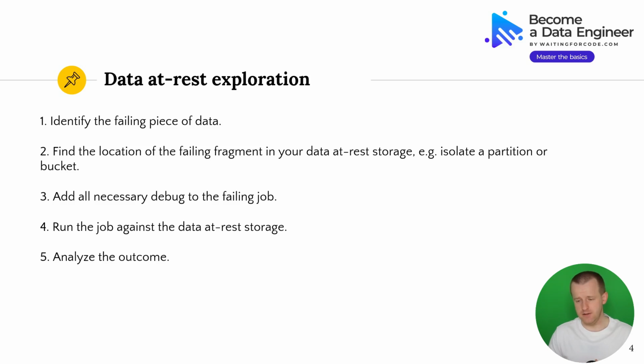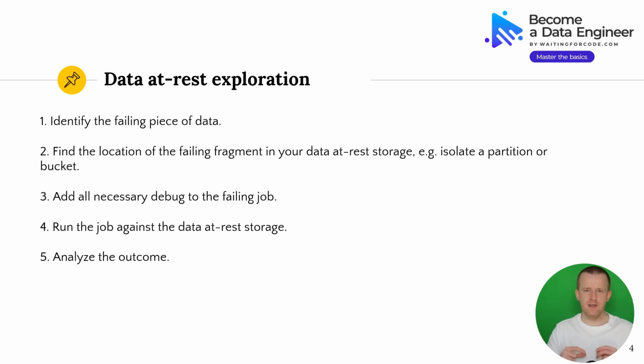and add necessary debug to the failing streaming job, and just change the input for the job, and instead of consuming streaming data, consume the data from the data at rest storage and analyze the outcome, and eventually do much more iteration on top of these steps. And here, of course, you have to change the input, but the good thing is that you can also additionally do some ad hoc querying and maybe combine it with other things, or give some other operation to better understand and fix the problem.